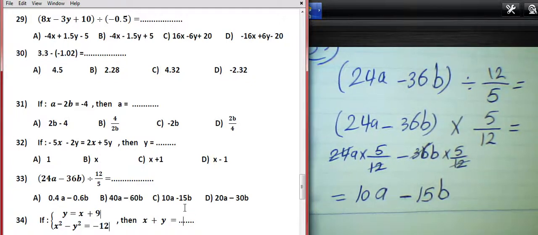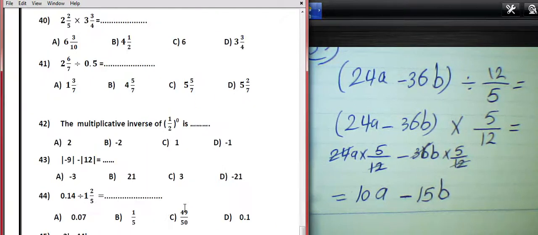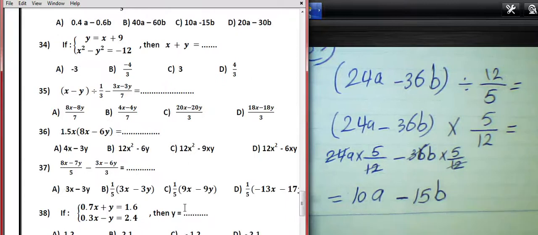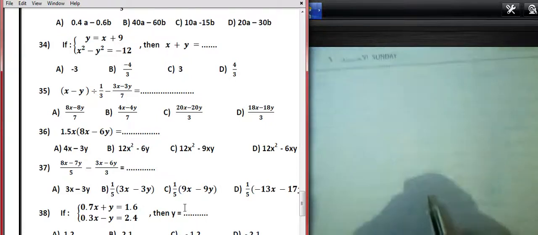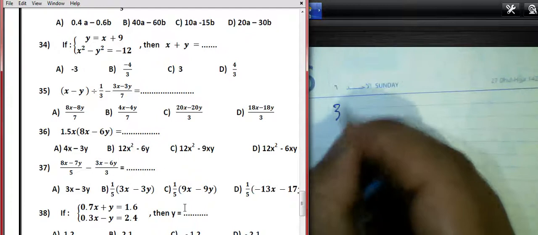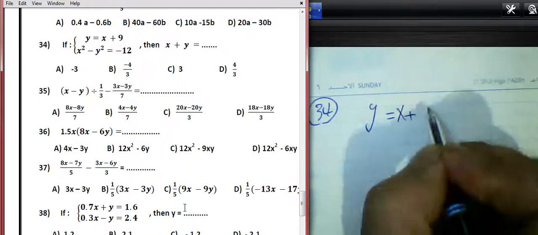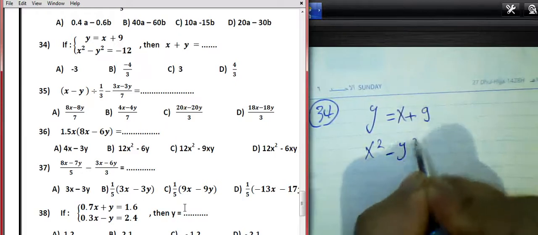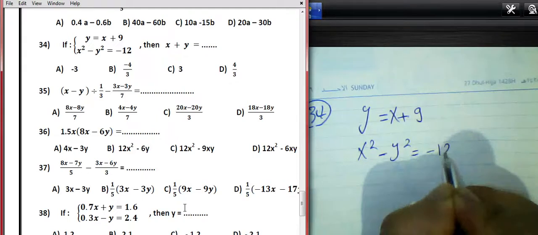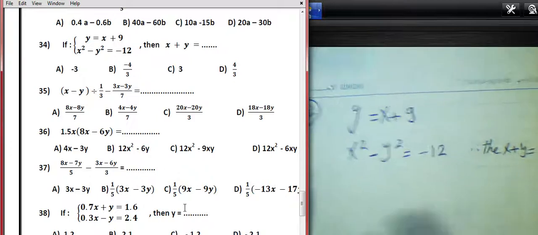Okay, and what about question 34? Look at question 34 with me. You write y equal x plus 9 and x power 2 subtract y power 2 equal negative 12. Then you want to find the value of x plus y.